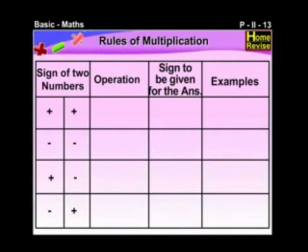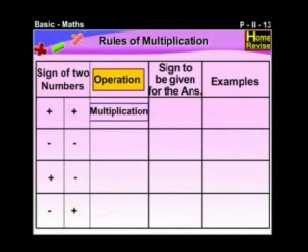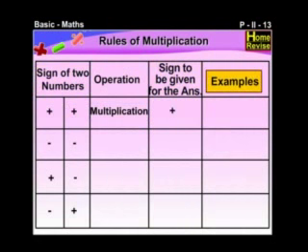See the first rule of multiplication. If the two numbers are positive, or say have a positive sign, after doing the multiplication, give the plus sign to the answer. For example, 4 into 8, that is plus 4 into plus 8, is equal to 32, or 8 into 4 is equal to 32.